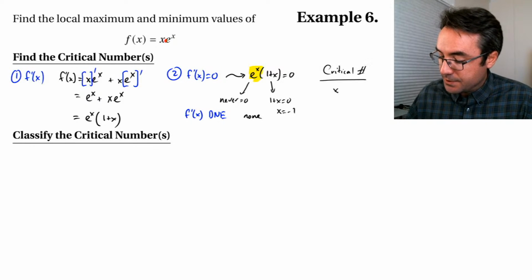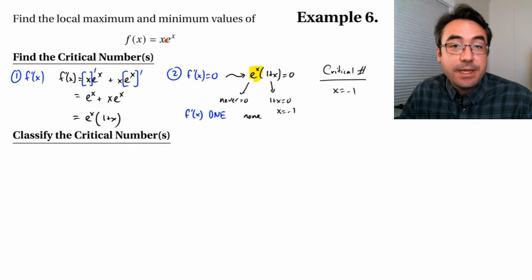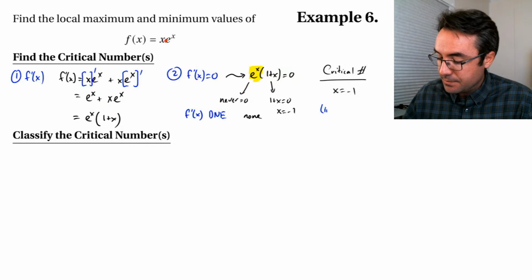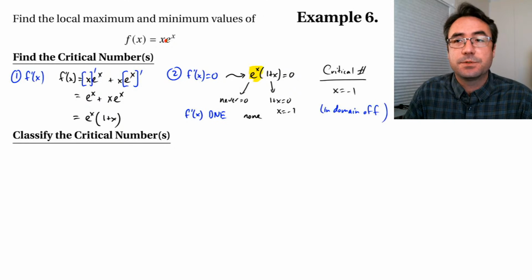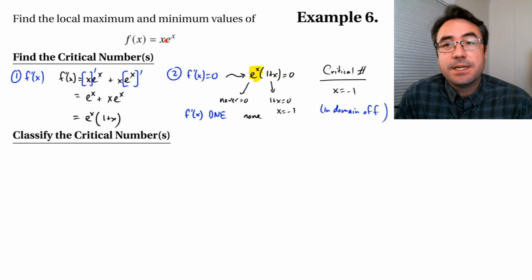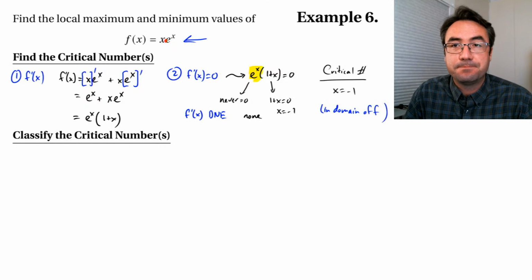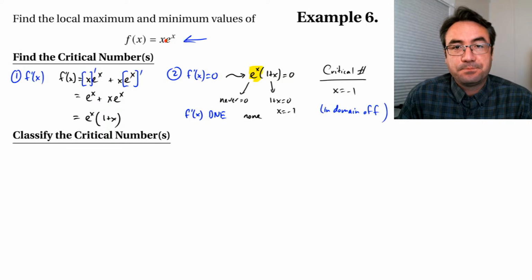So our critical number is x equal to -1, and we just want to check, is that actually in the domain of our original function? Yeah, it is. We could plug -1 into that original function, and there's no division by 0, there's no logs, there's no square roots. So x equal to -1 is in the domain of our original function f. No issues there. All right, so that's our critical number.